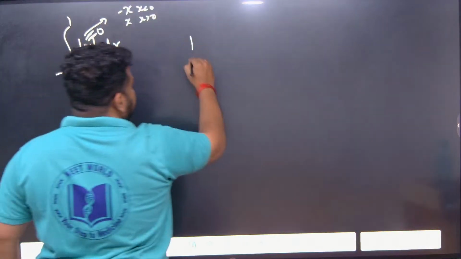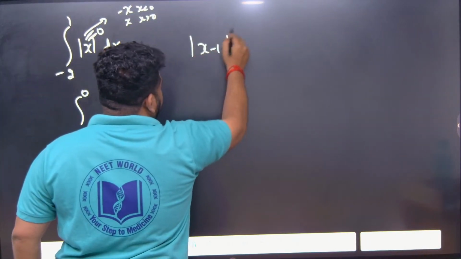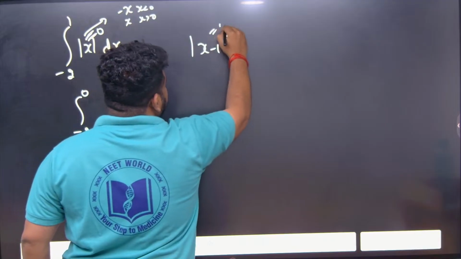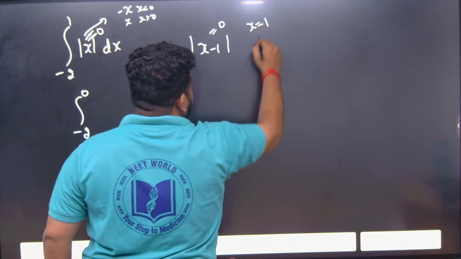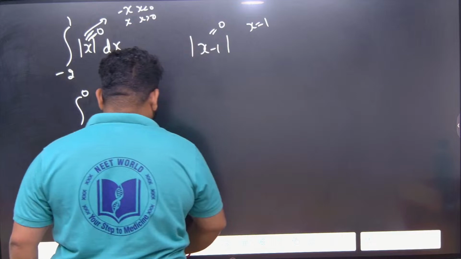Suppose I am given mod x minus 1. This is the function given, you make it equal to 0. So x will become equal to 1. So you split the function at 1.